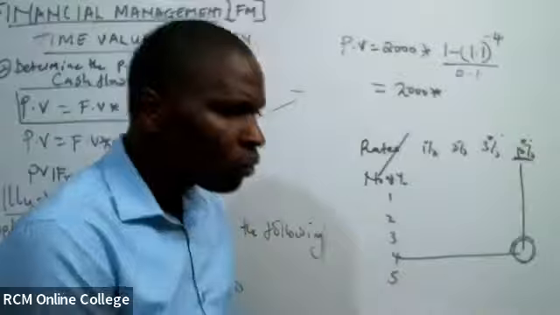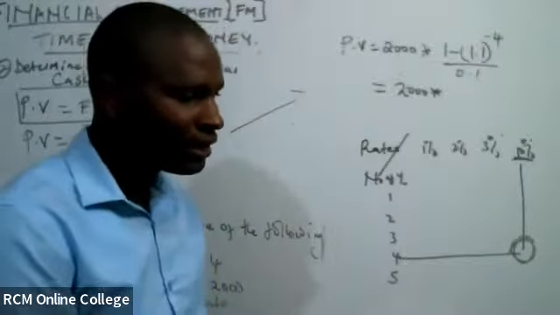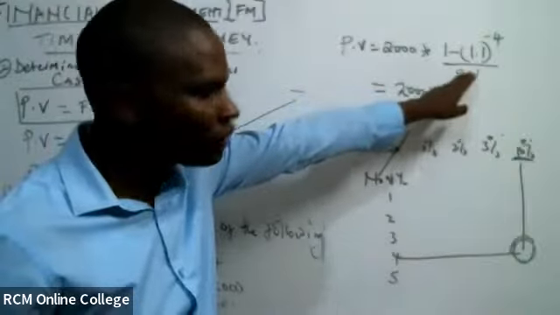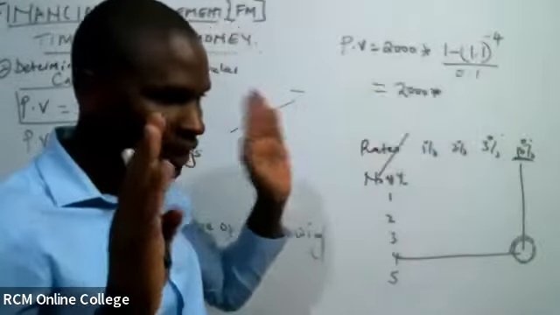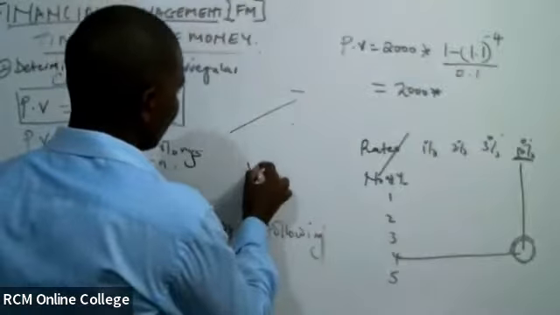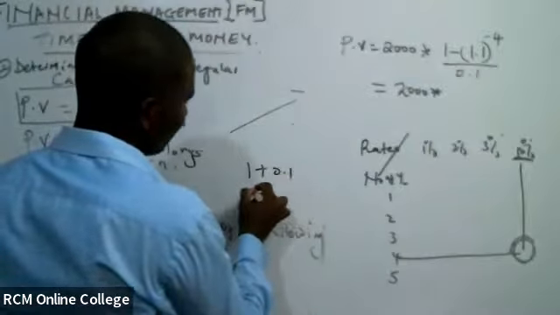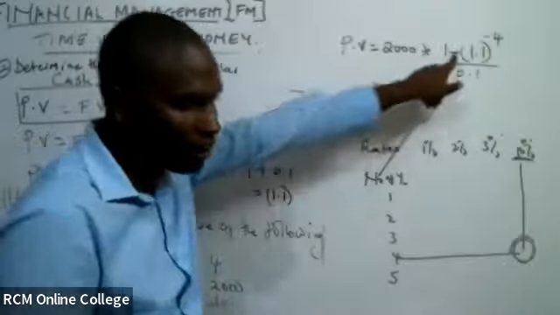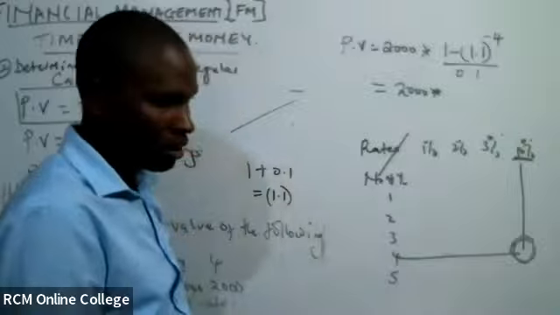Hapana, sio 1 plus R. Oh, 1 plus R. How we got the 1.1, yeah? It is 1 plus 0.1. Yes, that is how we got 1.1. Sawa.